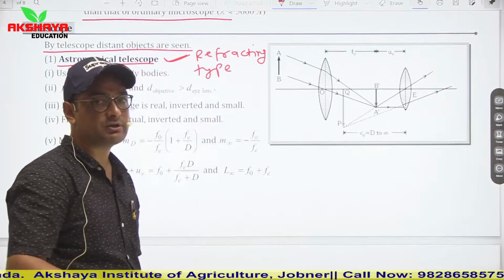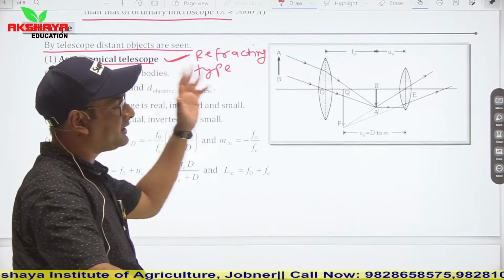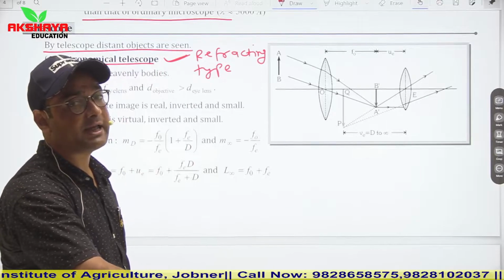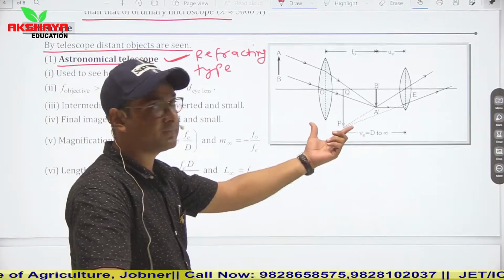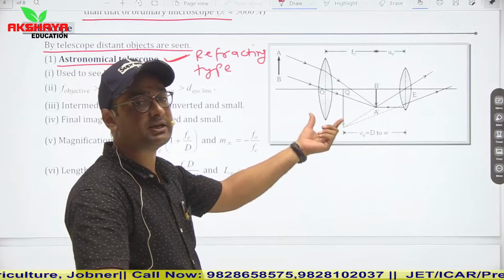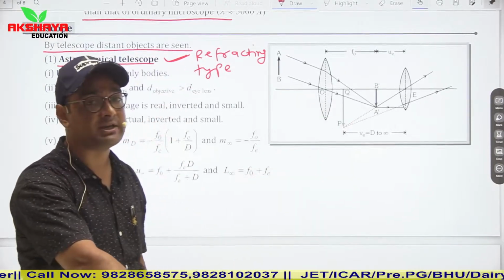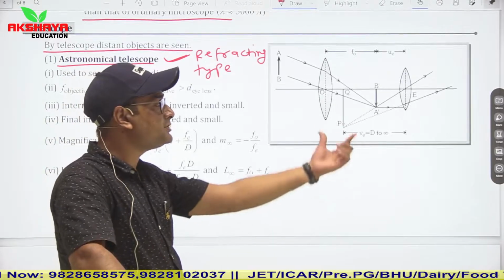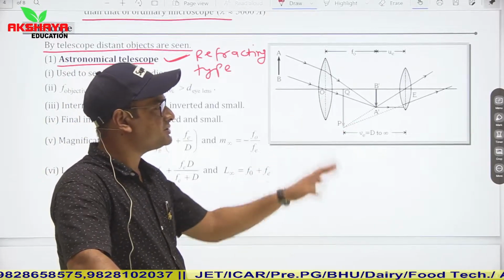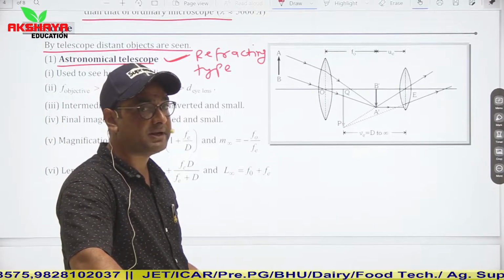So this is the general concept. Again, in a refracting telescope or in an astronomical telescope, we use two lenses. One is placed near the object, which is known as the objective lens, and another one is placed near the observer's eye, which is known as the eye lens. So this is the general concept of its arrangement.